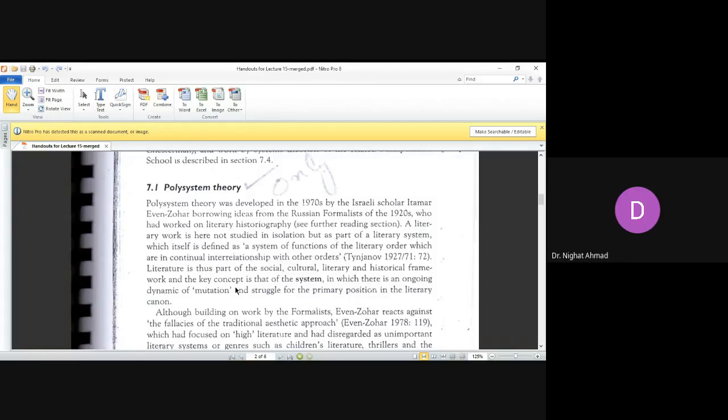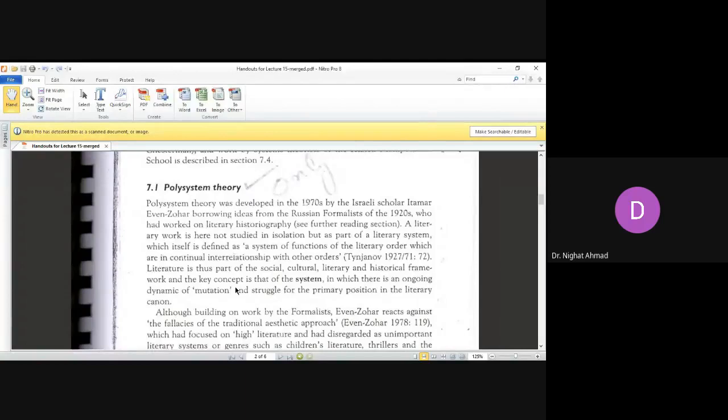You have to see that it is a product of the society, the social era in which it was written. It is a reflection of the cultural values of the society. It is literary writing, no doubt, but it will also have its roots in the historical framework, the historical era in which it was written. You cannot escape these things. And it is a key concept of all these systems when they join together.